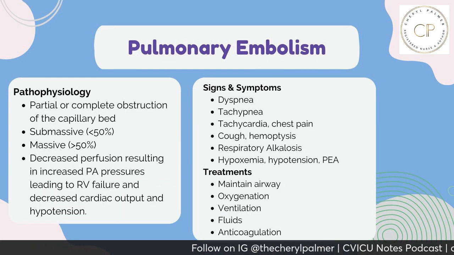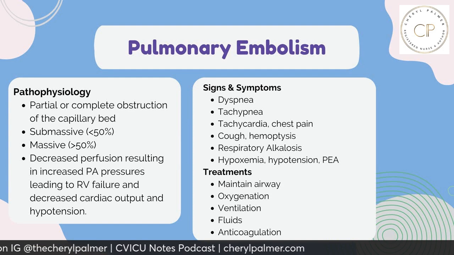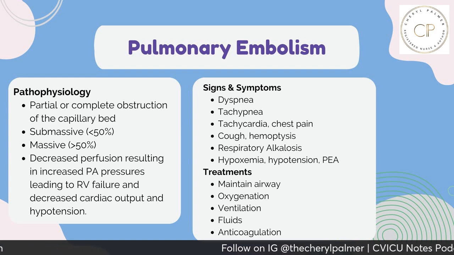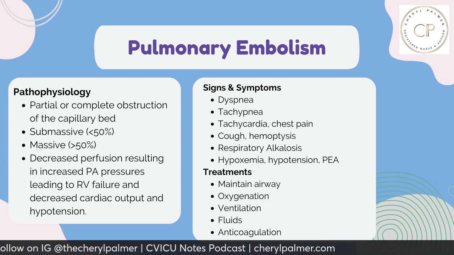Pulmonary embolism. The pathophysiology is there is a partial or complete obstruction of the capillary bed. A submassive is less than 50% of the capillary bed. A massive is greater than 50% of the capillary bed. Decreased perfusion results in increased PA pressures leading to RV failure, decreased cardiac output, and hypotension.